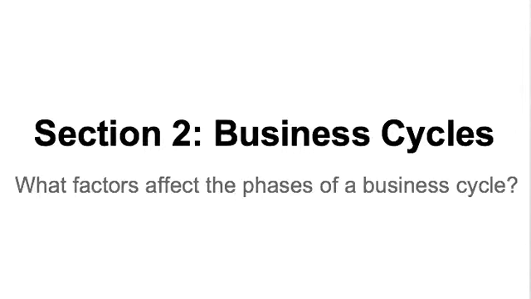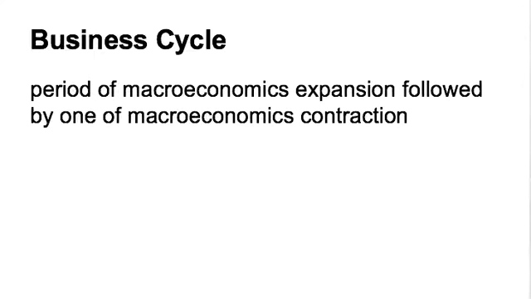In this video, we'll be going over Chapter 12, Section 2 notes, talking about business cycles and what factors affect the phases of a business cycle. So let's find out what a business cycle is first. A business cycle is a period of macroeconomic expansion followed by macroeconomic contraction.